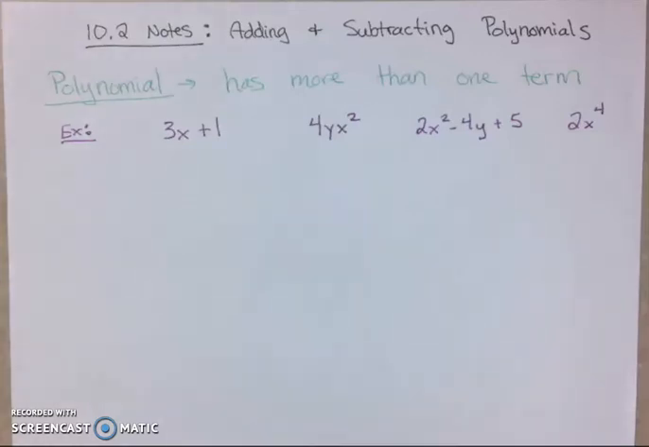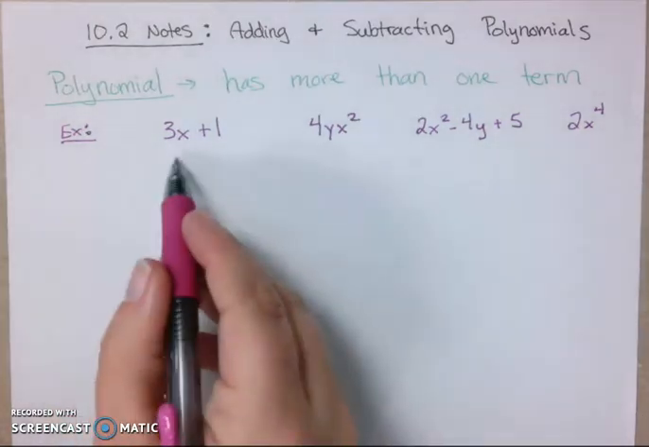Okay, this section is on combining polynomials by adding and subtracting different sets of polynomials. And remember, polynomial means it has more than one term. So you can pause the video and copy these down. I wrote out 4 different examples, and we're just going to say, is this a polynomial or not? Yes or no?